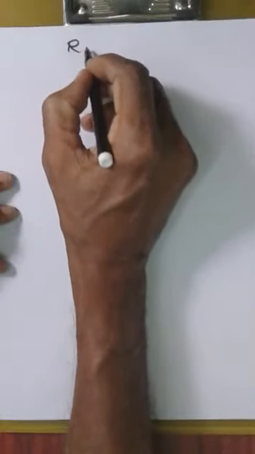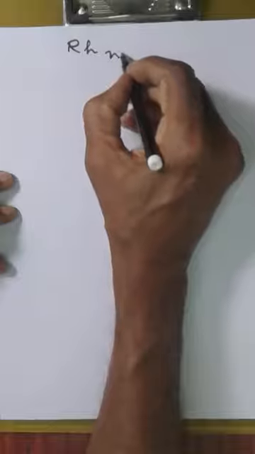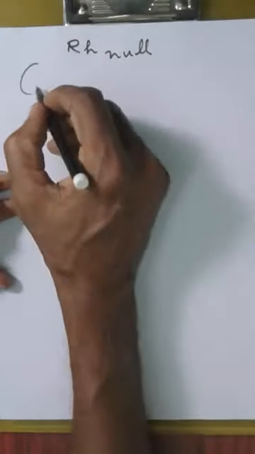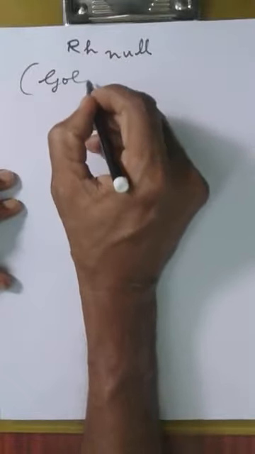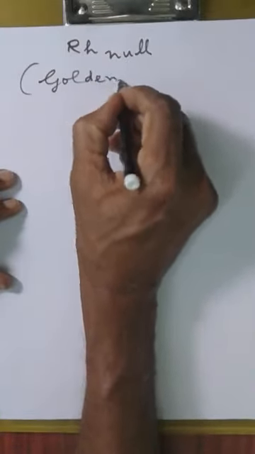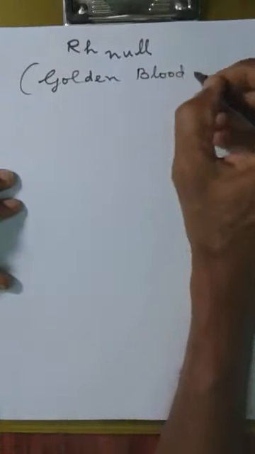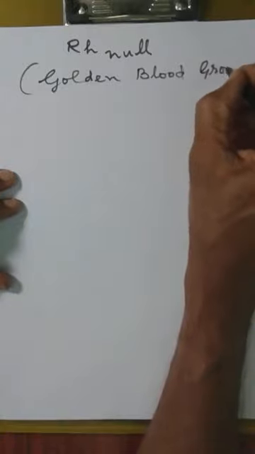Today I will be talking about the RH null group. It is also known as the golden blood group.